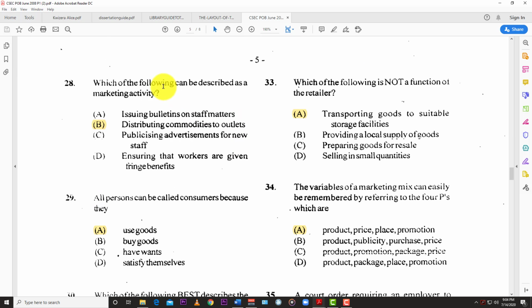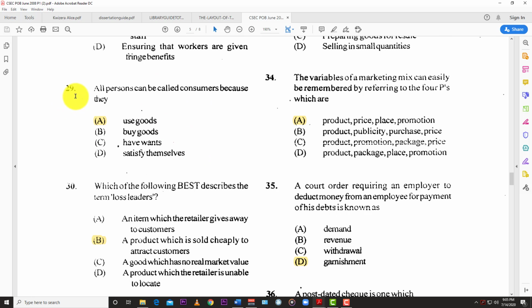28. Which of the following can be described as a marketing activity? And so the best answer here is B, distributing commodities to outlets. 29. All persons can be called consumers because they, of course, A, use goods. Once you use something, you're considered a consumer. You can consume food, you can consume television, you can consume clothing because you're using them.